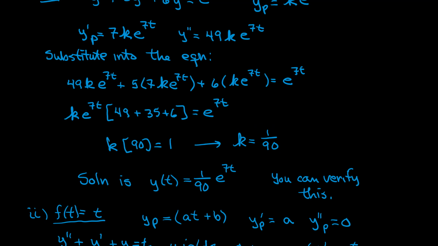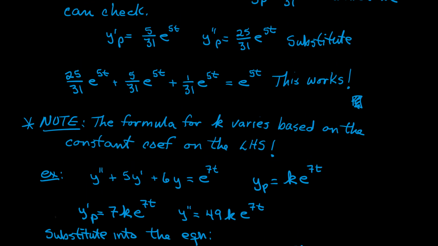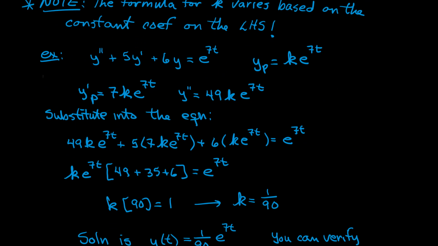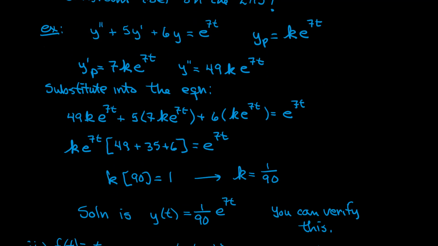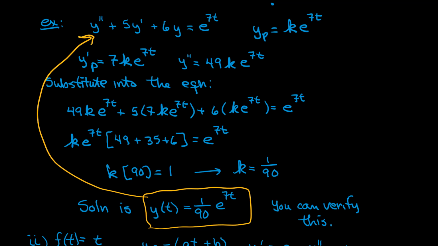We already in an earlier problem, the one up above, demonstrated that once we got our proposed solution, we took its derivative and then we computed the second derivative, substituted those into our function, and verified that it worked. I'm going to leave it for you to go ahead and verify that our proposed solution here, 1 over 90 e to the 7t, truly does work as a solution for this equation.